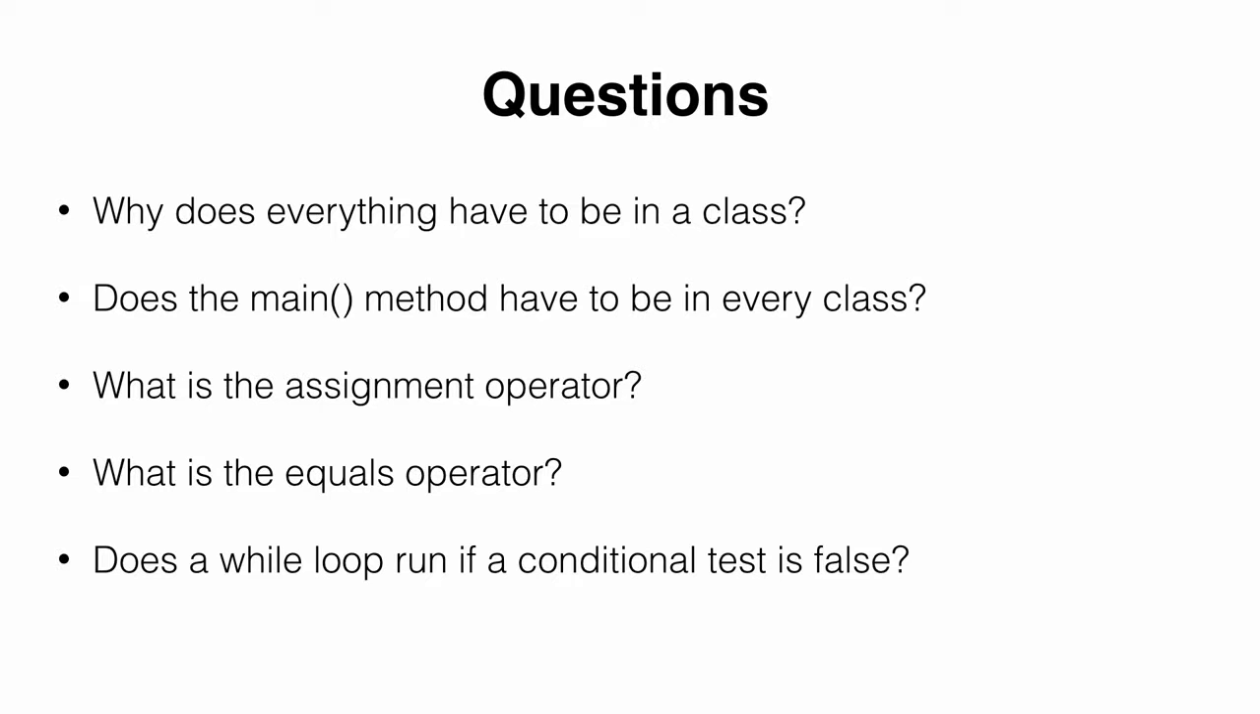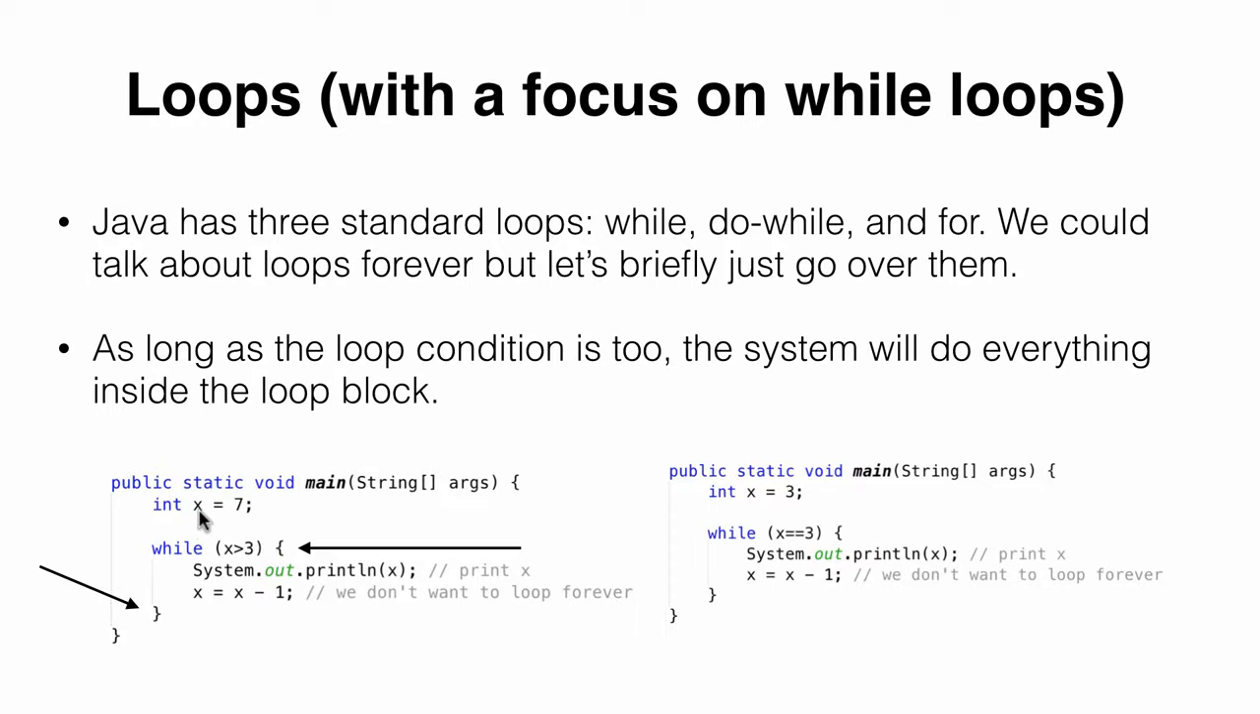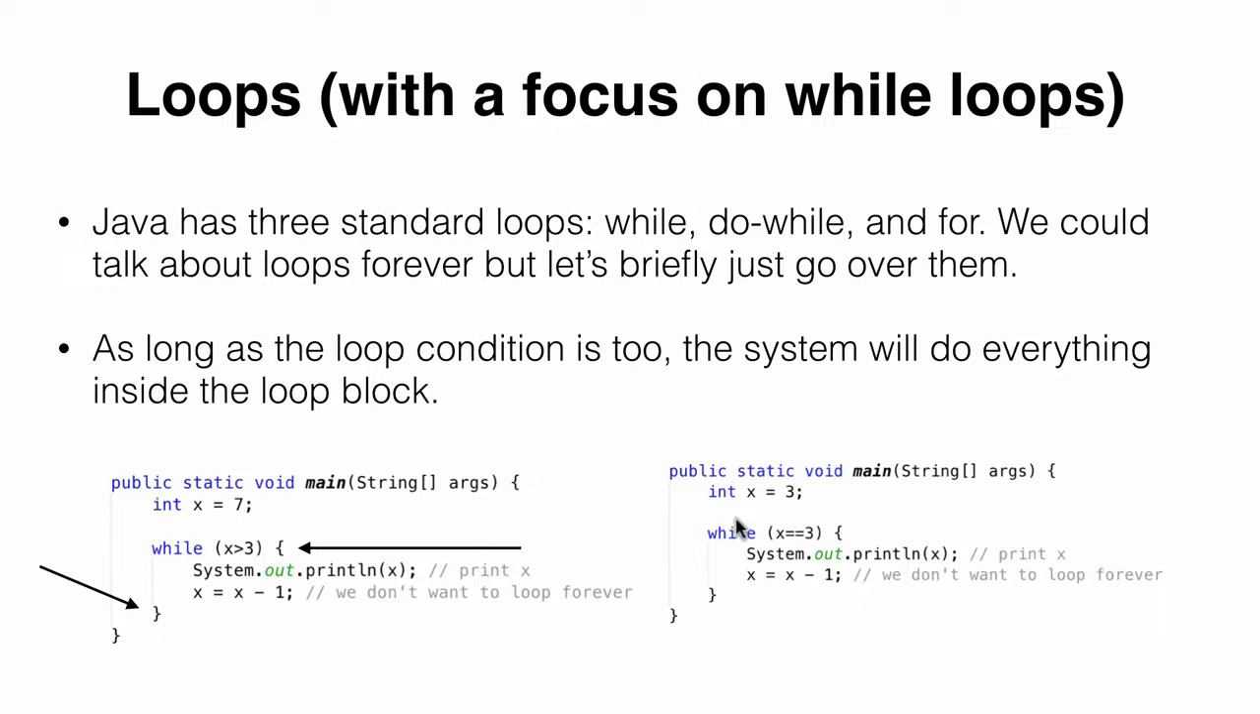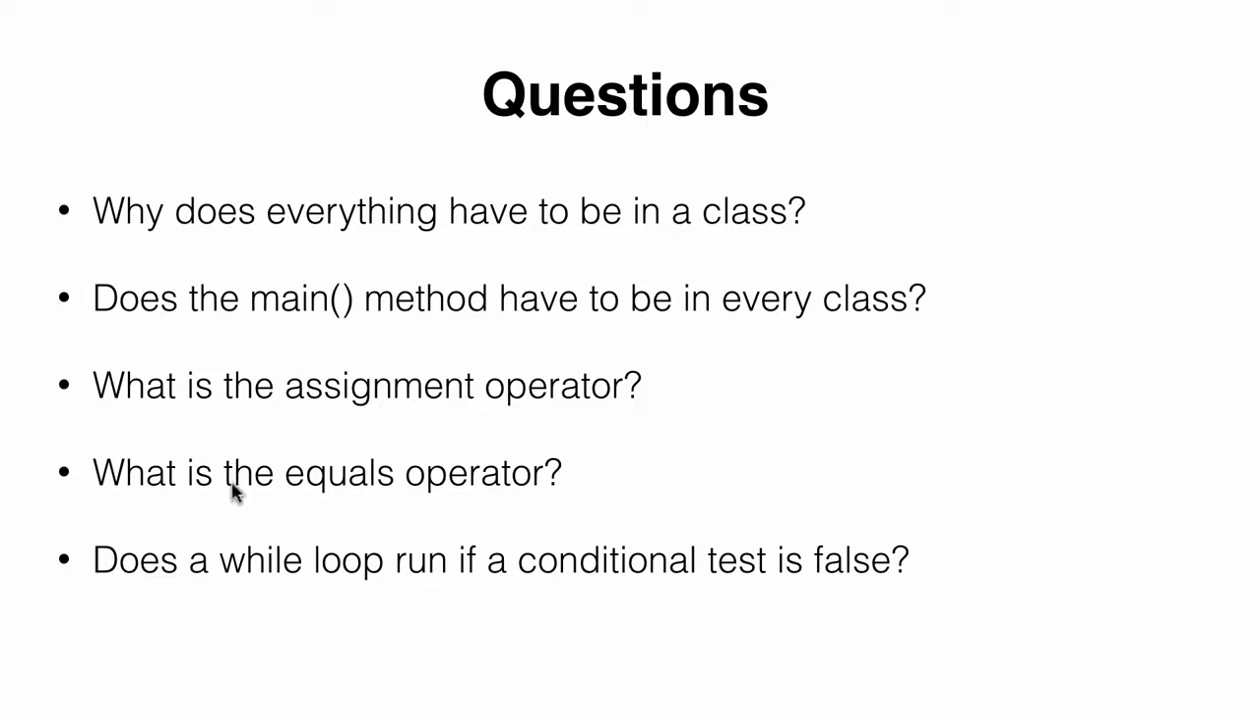So what is the assignment operator? We saw the assignment operator in the previous slide, which was here. We're assigning x equal to 7. That's the assignment operator. And then we come to this question, what is the equals operator? Well, x is equals to 3. Many people call it the equals operator, but it's the comparison operator. So I put this in here for layman's terms, but from now on, we're going to be calling it the comparison operator.